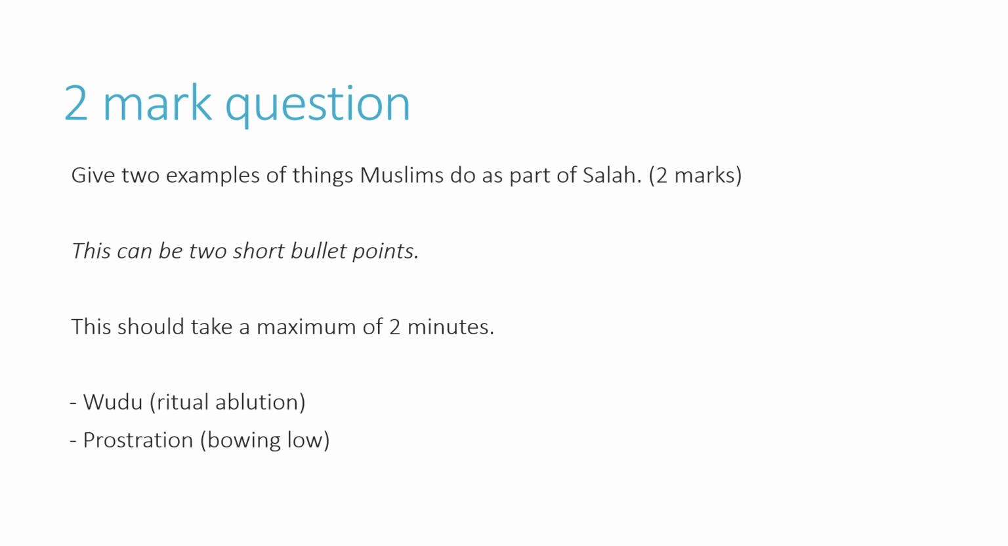Now, even with thinking time, maximum 2 minutes I would spend on this. If you're spending more, then you're doing too much. So 2 examples of things Muslims do as part of Salah. If you chose the 2 examples I put here, so wudu, ritual ablution, and prostration, bowing low, I think they would give you the marks even if you just put wudu and prostration, because you are giving 2 things. If you want to be super safe, you could do what I've done there and just add a couple more words to explain, but you would absolutely not need any more than that.